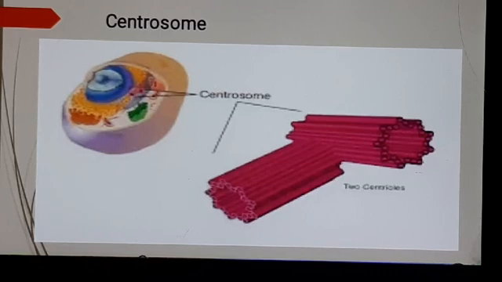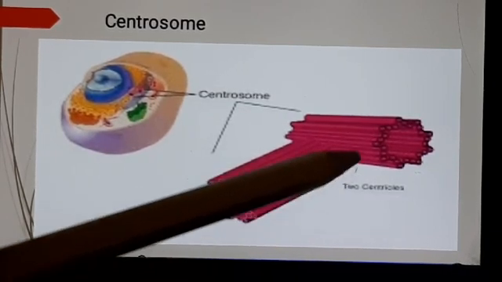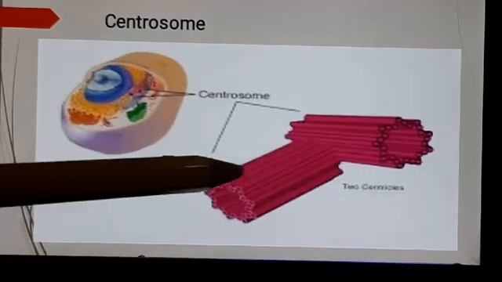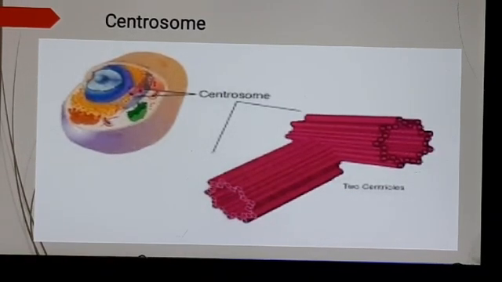Centrosomes are formed of two cylindrical structures. As I told you, these two pink color structures are two cylindrical structures and they are positioned at right angles. You can observe here, this is a 90-degree angle. So they are positioned at right angles to each other, and these cylindrical structures are known as centrioles. So two centrioles, when placed at a 90-degree angle, form a cell organelle that is known as centrosome, which lies near the nucleus.